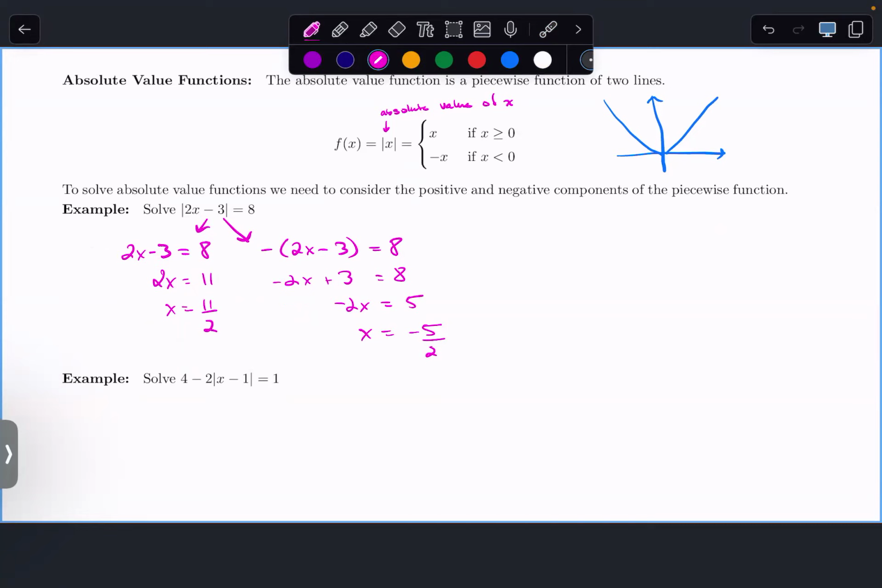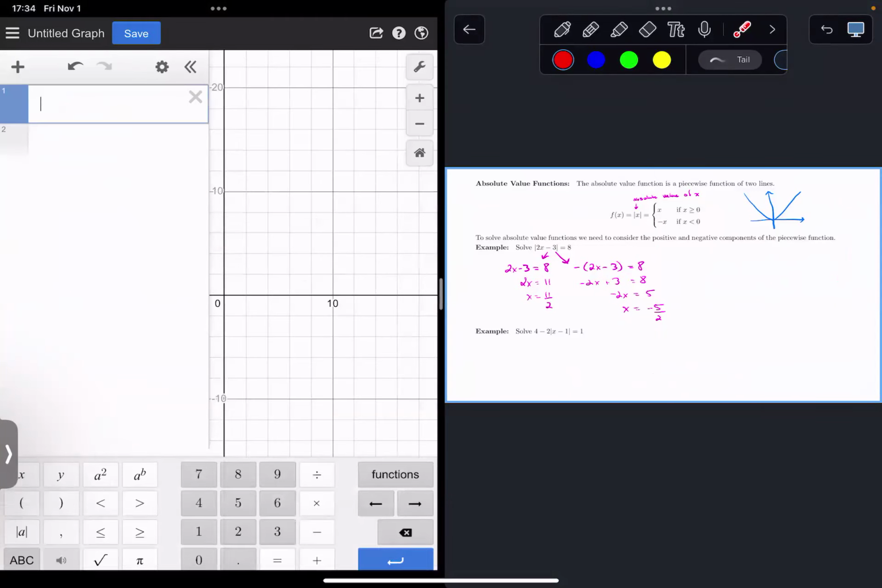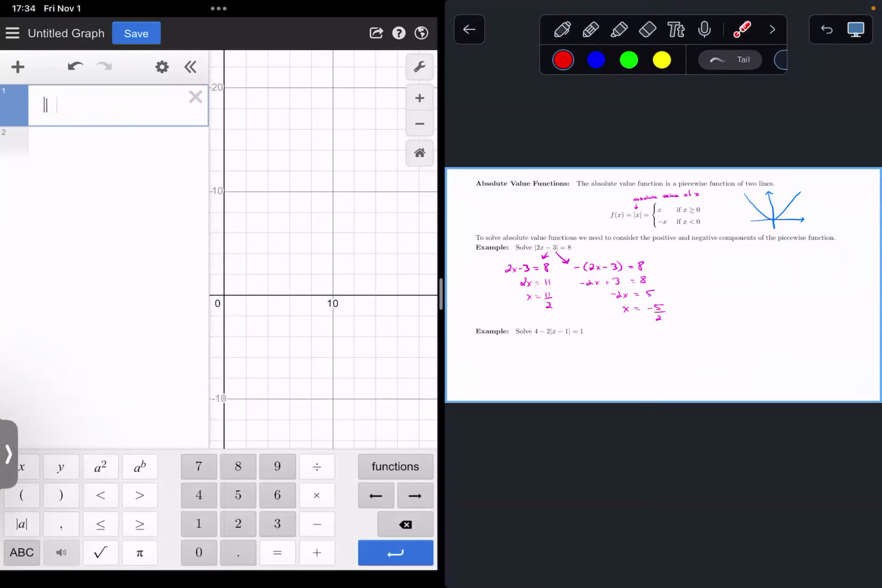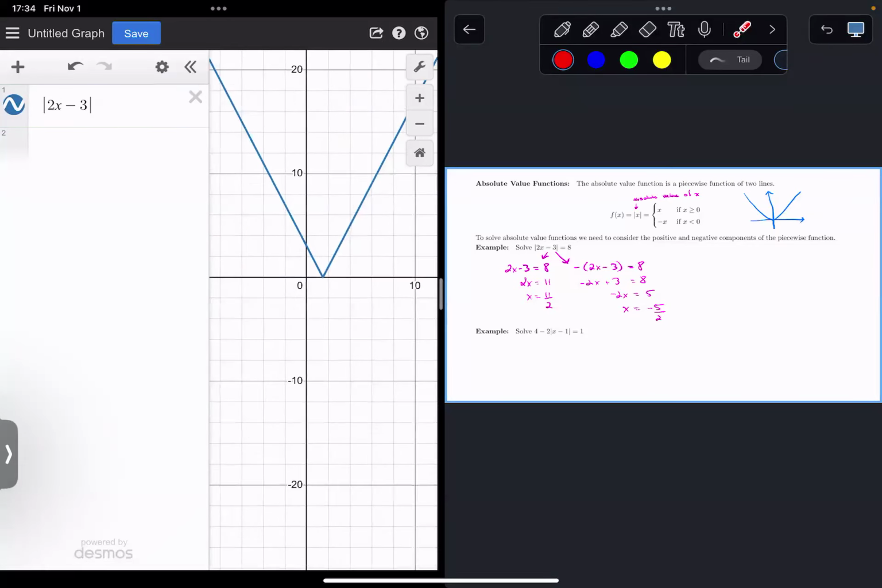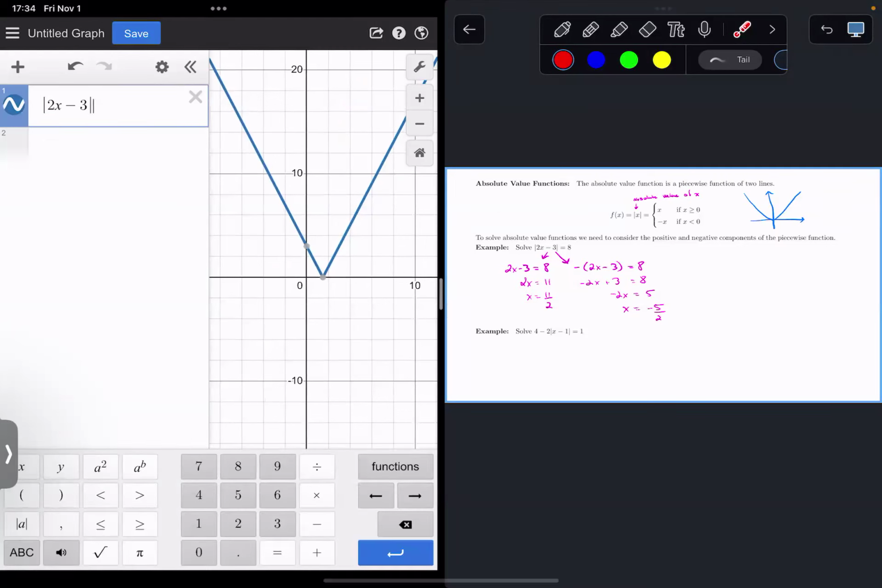Let's try it. Negative 5 over 2 times 2 is negative 5, minus 3 is negative 8, but the absolute value of negative 8 is 8. So it still works. Okay. Let's graph this thing to really talk ourselves into it, I guess. So there is an absolute value button on Desmos down here. The absolute value of 2x minus 3, and that. Now I could set this equal to 8, but then it draws lines where it's true.